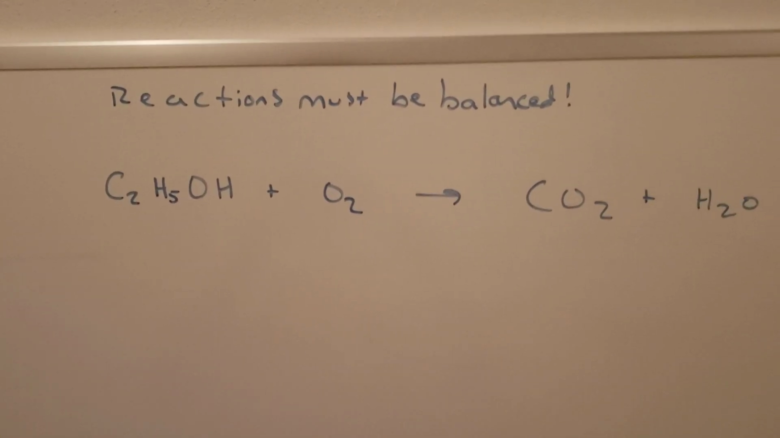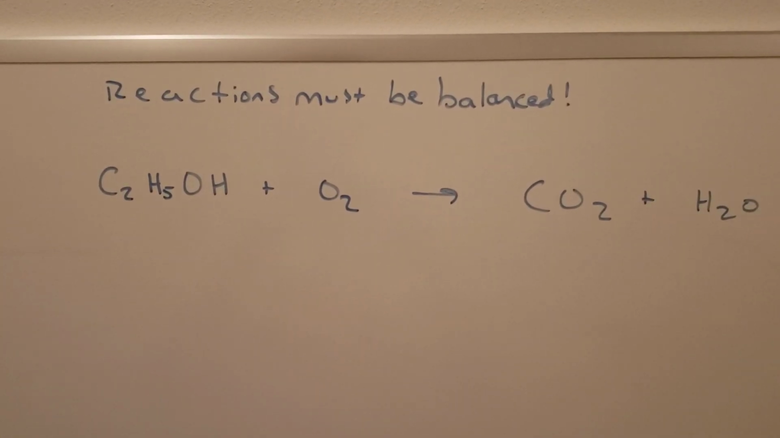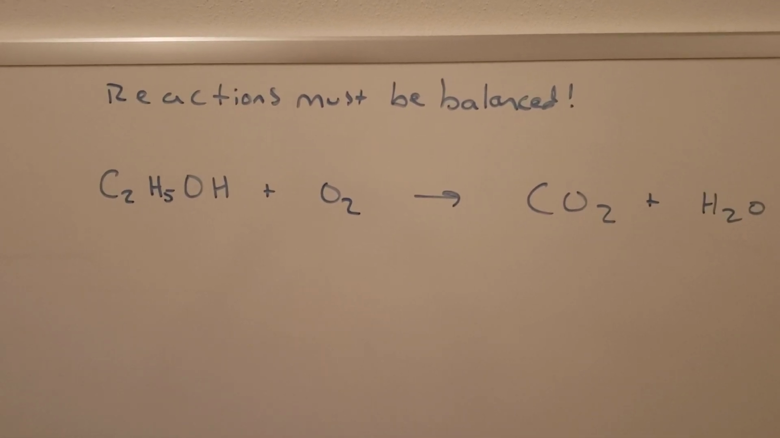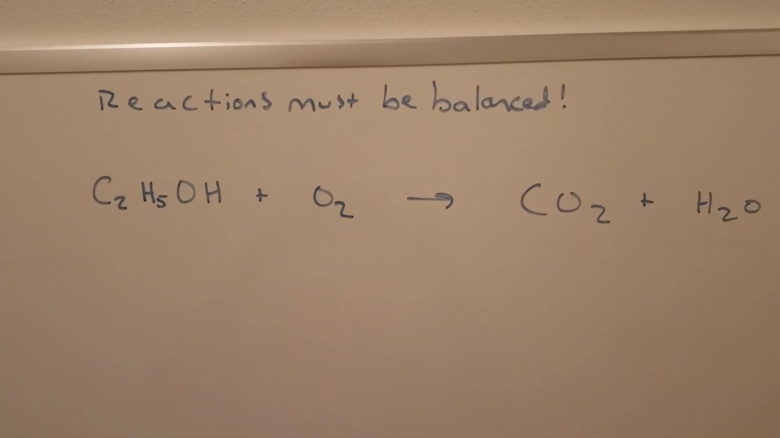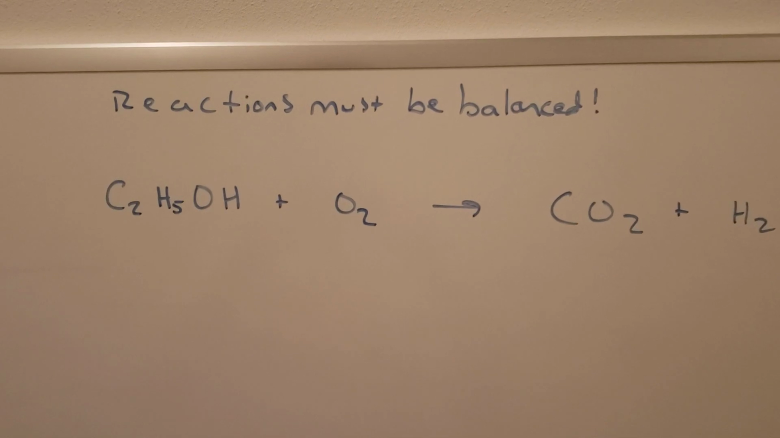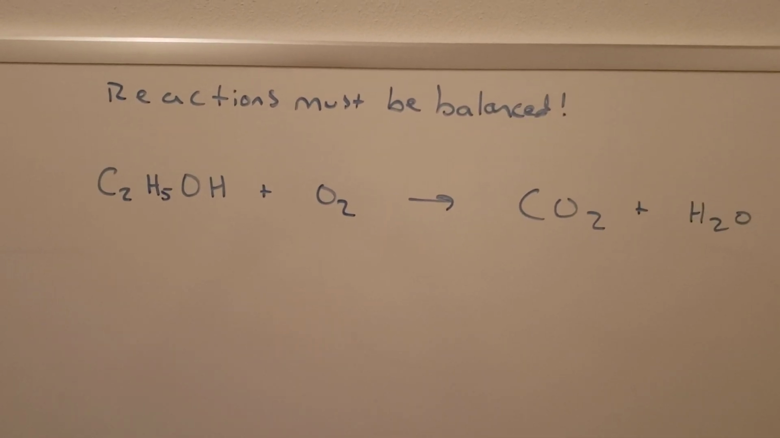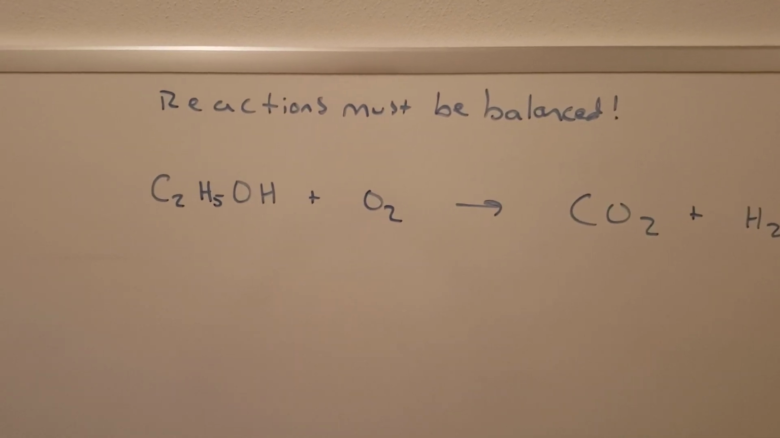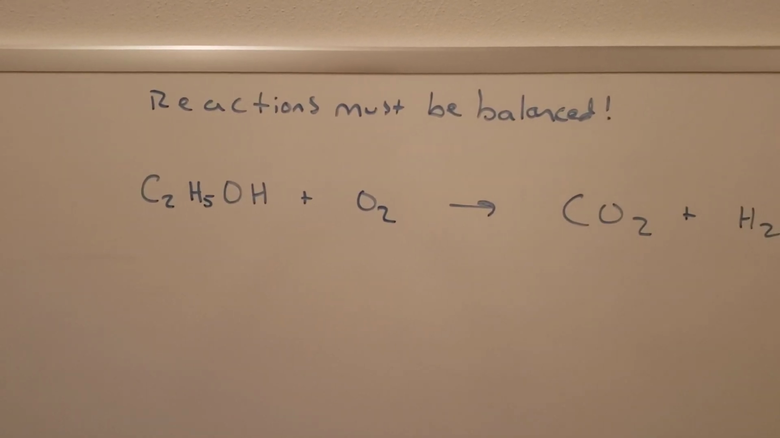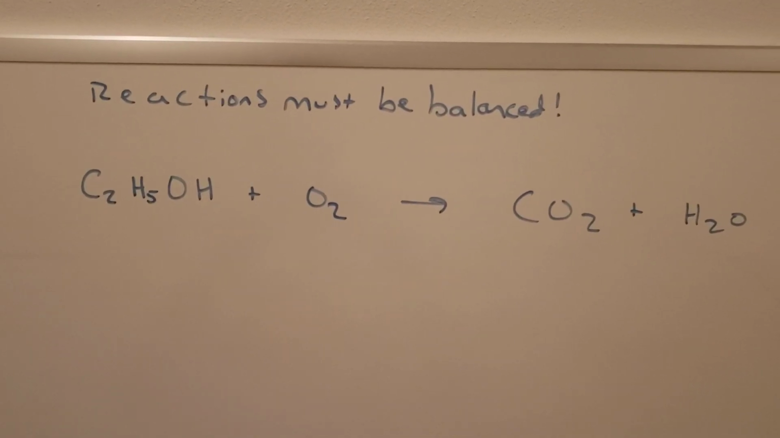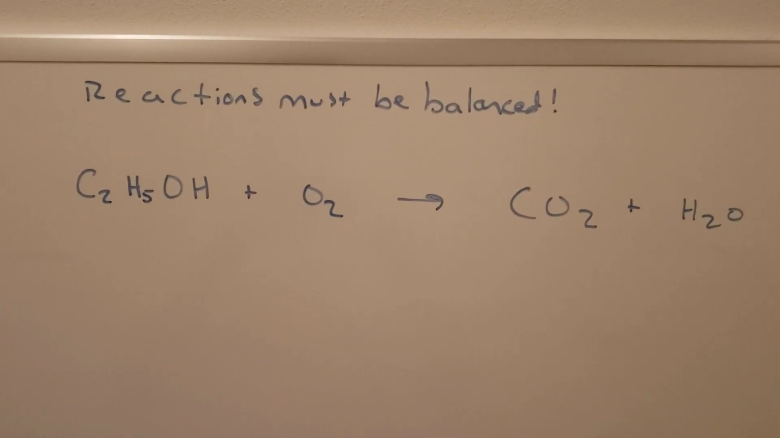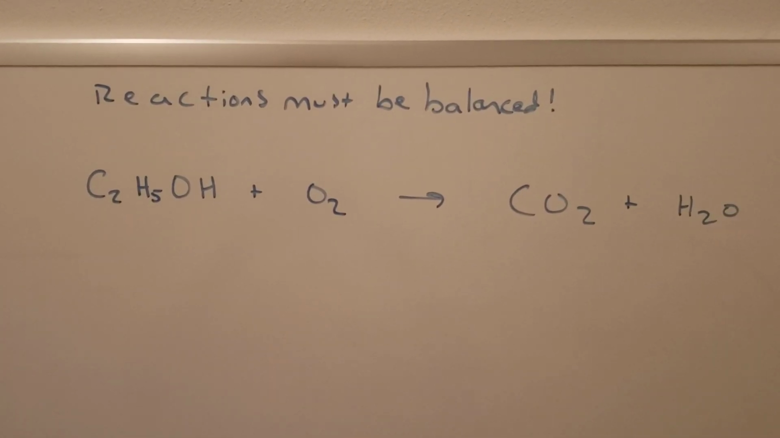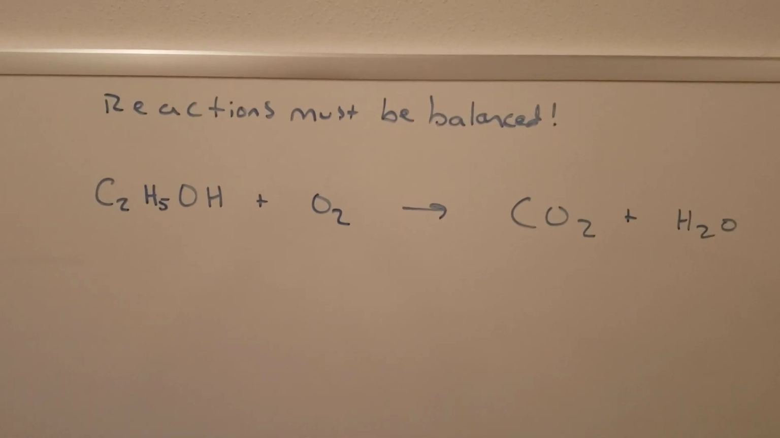Well, we can't change the formula of any of these elements or compounds because those are what they are. We can't change those. That would be changing reality. But what we can do is change how much of each one of these things is there. And we do that by putting a coefficient in front of one of the chemicals. So we're going to quickly balance this equation here so you can see how it's done. And then you'll have an example moving forward.